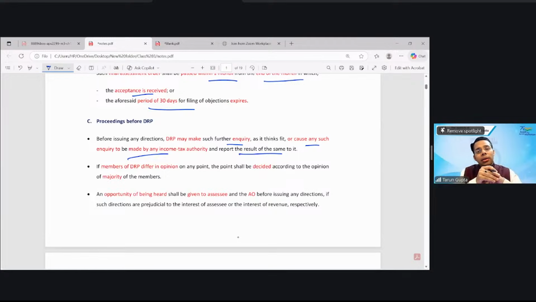Okay. So I told you DRP is a panel of 3 commissioners. It may happen that the 3 commissioners may not agree on some point. Then that point would be decided on the basis of majority.